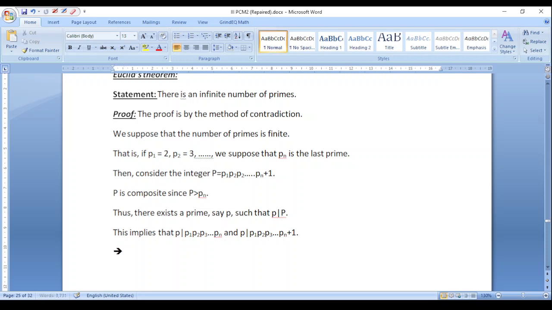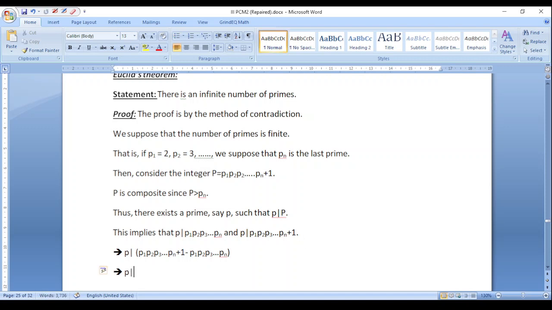automatically implies that p divides this expression minus this expression, because as we know, if A divides B and A divides C, then A divides all linear combinations of the form Bx plus Cy. Correct? So automatically p divides the difference of the two numbers. And what do you get as the difference of the two numbers?